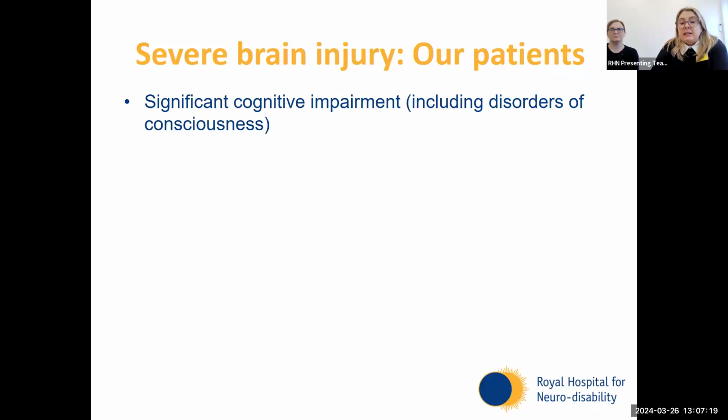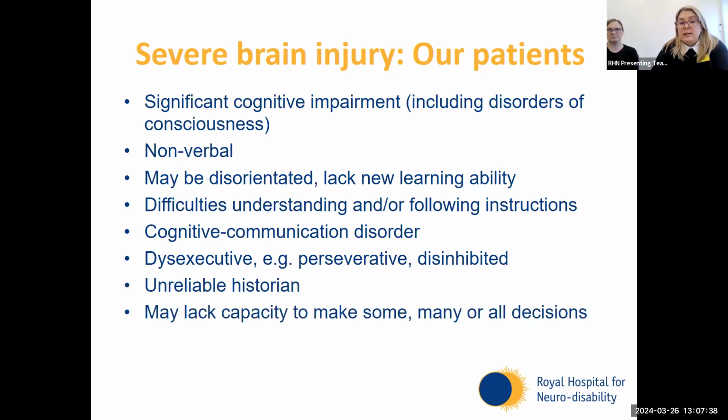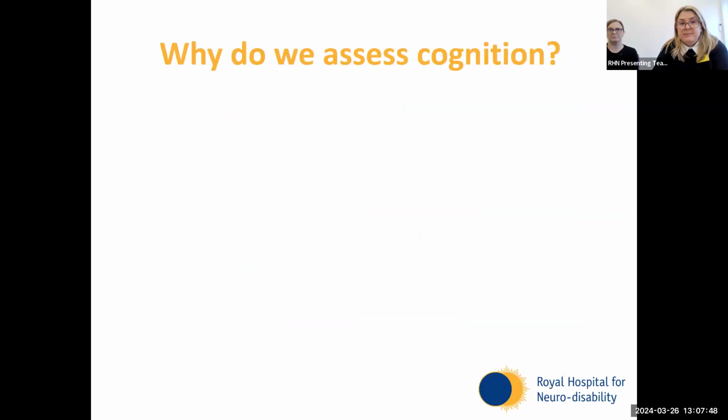So as I said, they have significant cognitive impairments, including disorders of consciousness. They might be nonverbal, they might be disorientated or lack new learning ability. They might have difficulties understanding or following instructions. They often present with cognitive communication disorder, and they have issues with executive functioning, so being perseverative or disinhibited. And this can make them an unreliable historian, and it can lead to them lacking capacity to make some, many, or even all decisions.